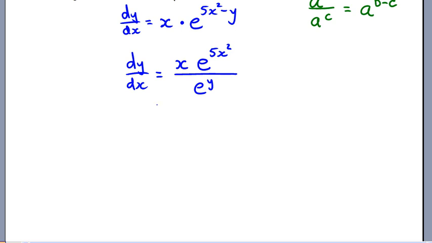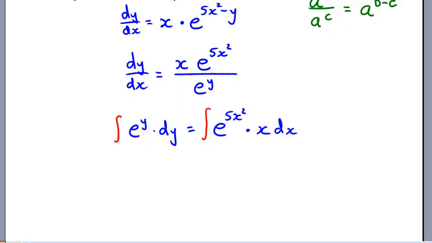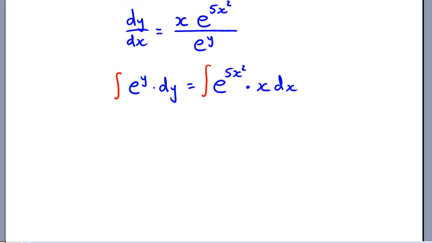I can bring this e to the y up to the left, and I'll have e to the y dy is equal to, and over here I'm going to reorder this, e to the 5x squared times an x times a dx. And then we're going to integrate both sides. Now the e to the y is actually going to be pretty quick and easy.